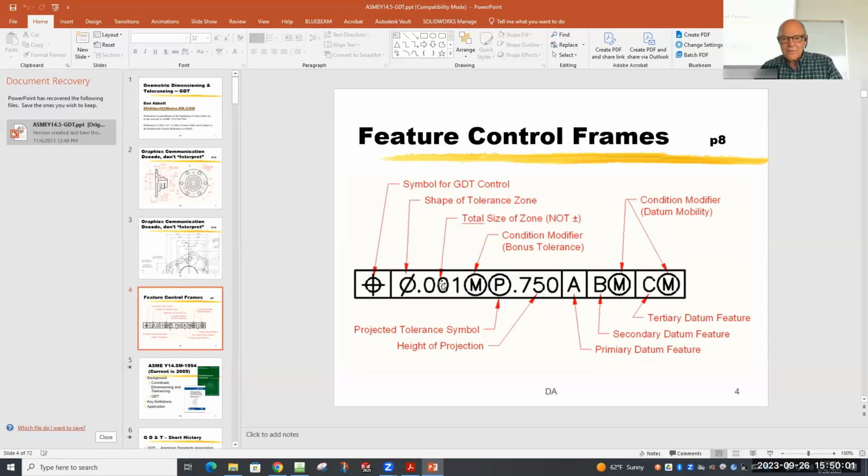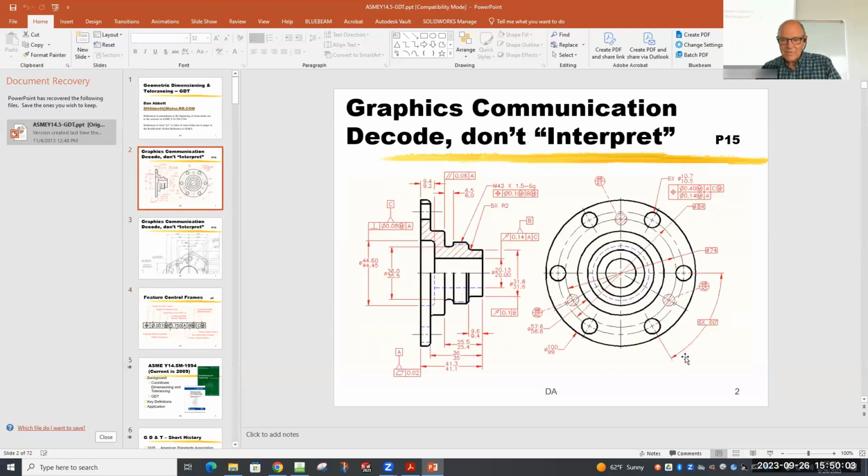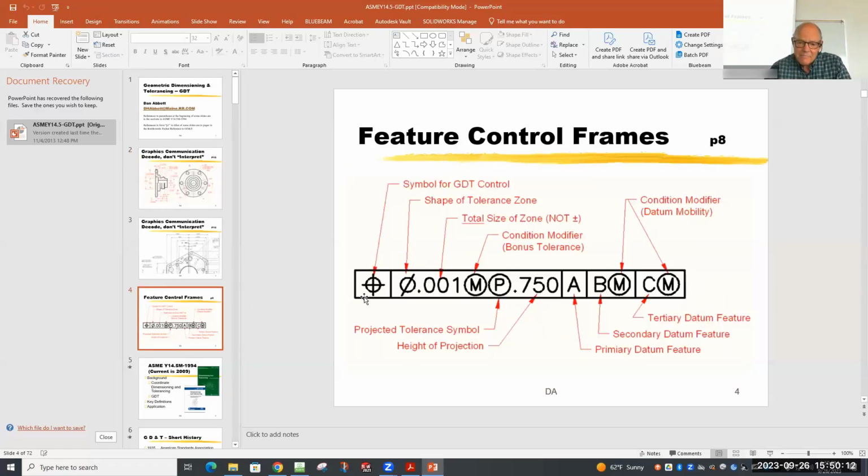When you have a feature control frame like this, and again, this comes directly from that standard illustration, which is the one you're going to be working from, it has these little components. The first component, that one right there, tells you the geometric concept that's being controlled.